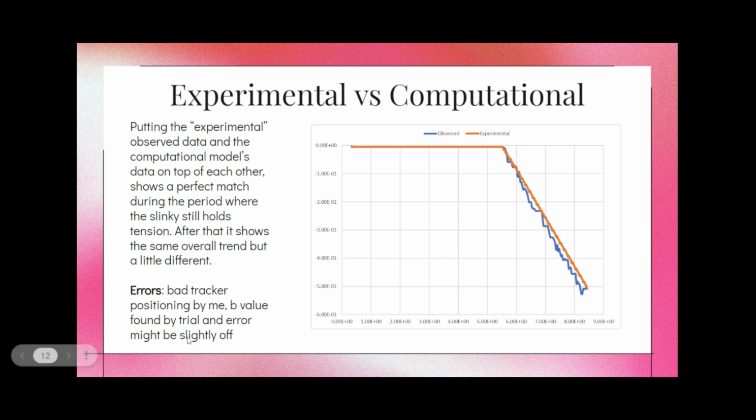Obviously, I think there were many errors in this, with me just being really bad at doing Tracker, clicking on the correct spot. And then also the B value for the computational model might be slightly off, just because that was found by trial and error and then figuring out what matched best.